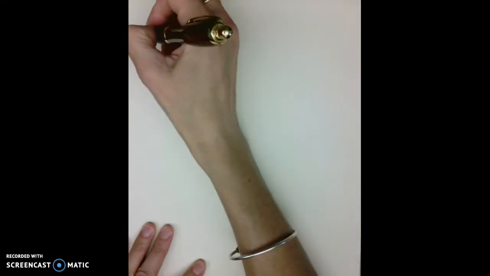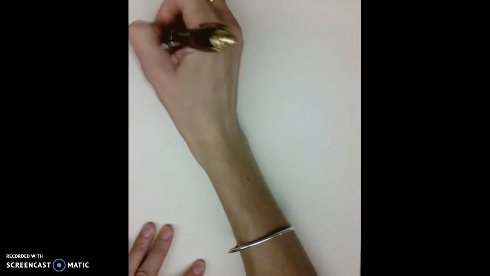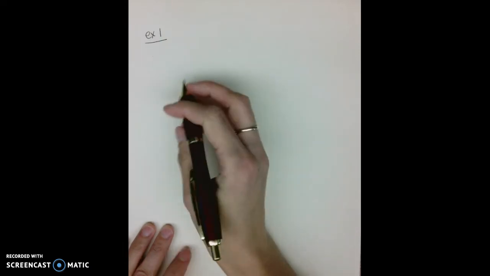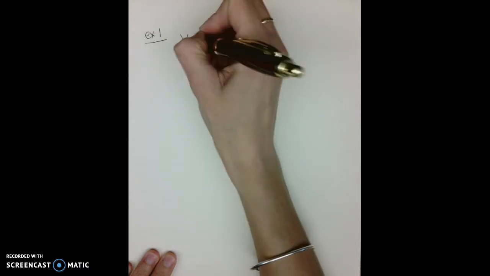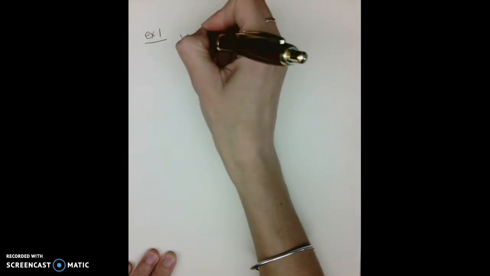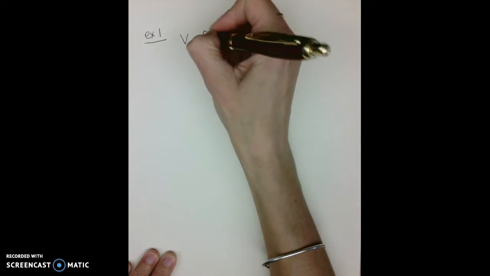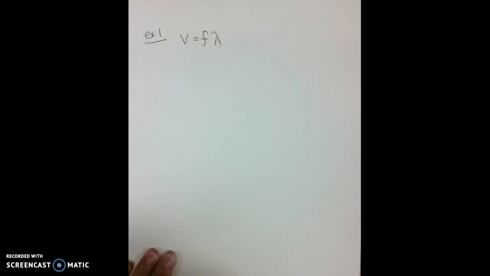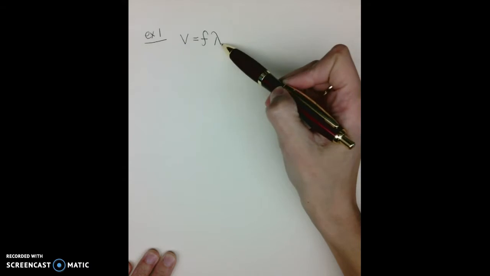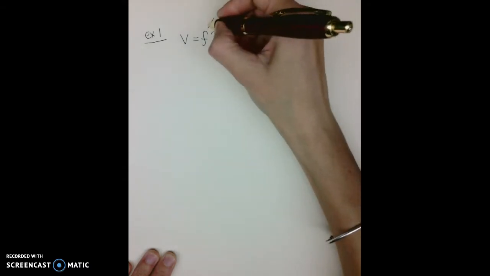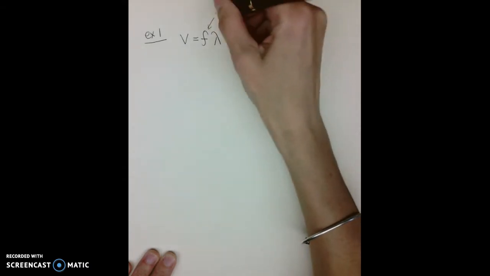Okay, so let's start with something simple first. So the first example that we'll look at is using an equation that we've already seen. So this is the speed of sound, or the speed of any wave traveling in a medium, is equal to the frequency times the wavelength. And let's say that I had measured speed and I knew the wavelength, and so I was interested in figuring out what the frequency was.